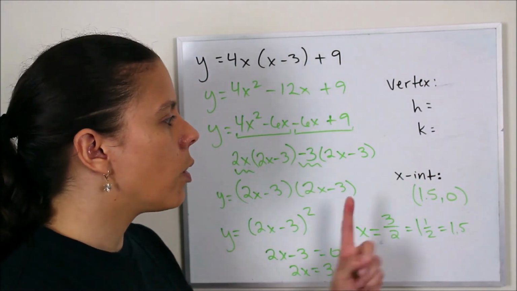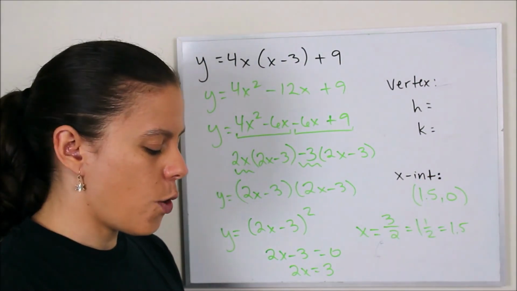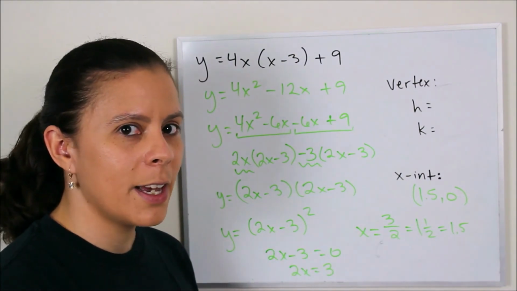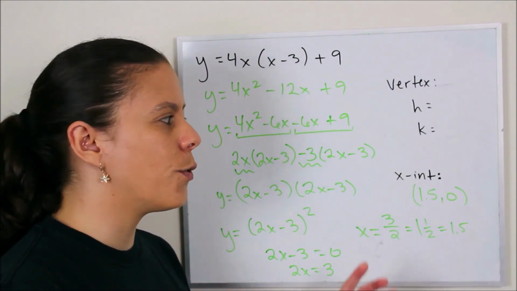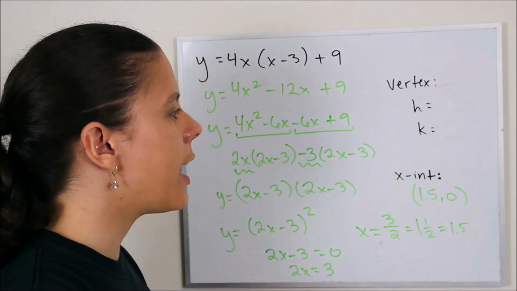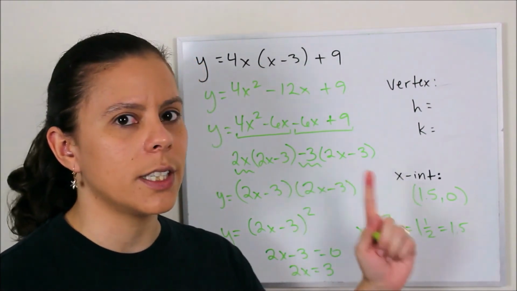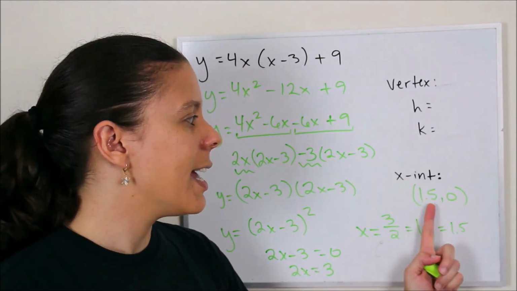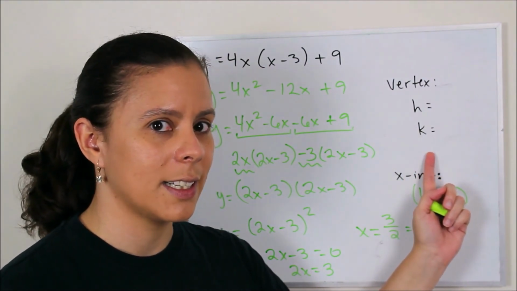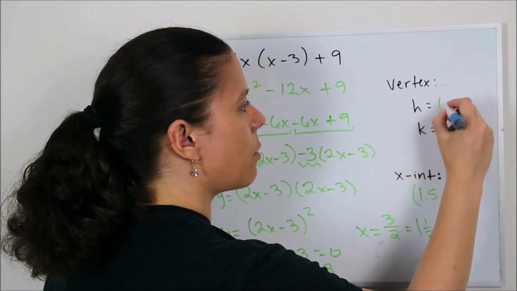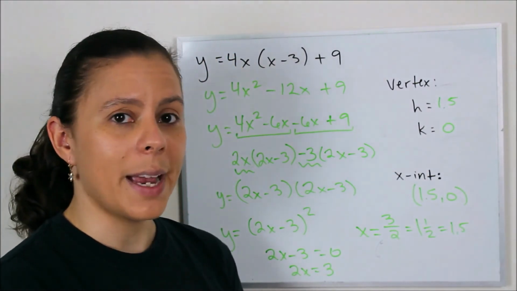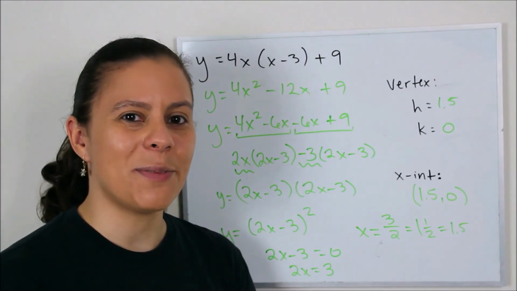Okay, now we only have one. So if we only have 1 point, think about what that would do for the graph, or what the graph would actually look like. Well, if there's only 1 point touching the x-axis, that means that that point is also the vertex. So my h is going to be 1.5 and my k is going to be 0. Bam, done. Now let's go ahead and graph them.